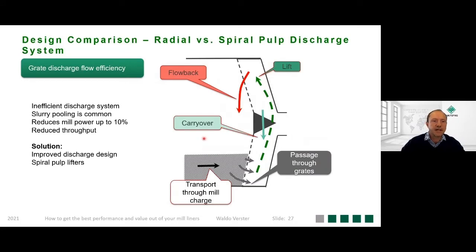Inefficiency number two, carryover. Carryover is when your pulp chamber content flows to adjacent pulp chambers. So it doesn't exit the mill, it basically gets transferred to the adjacent pulp chamber, and then eventually it ends up going another rotation in the mill. And then lastly, what we want to achieve is to discharge the material towards the outside of the mill.